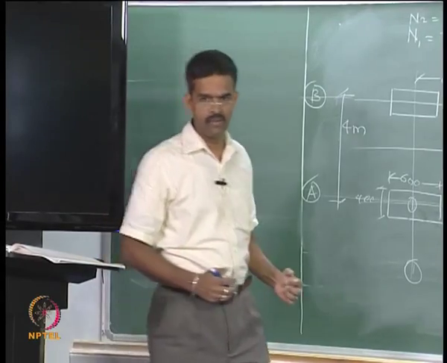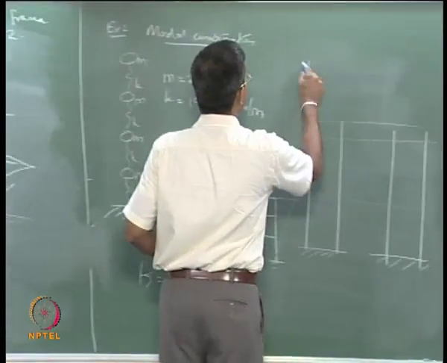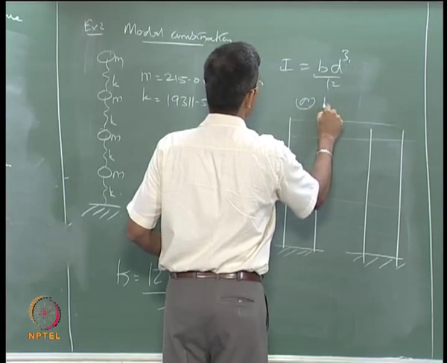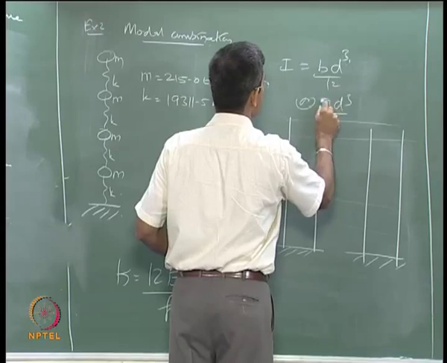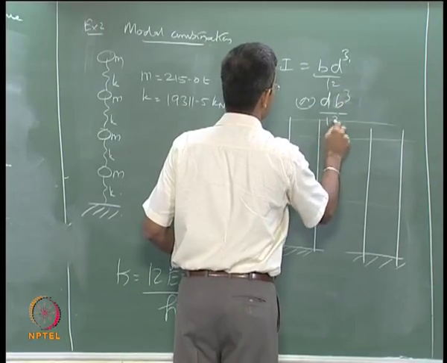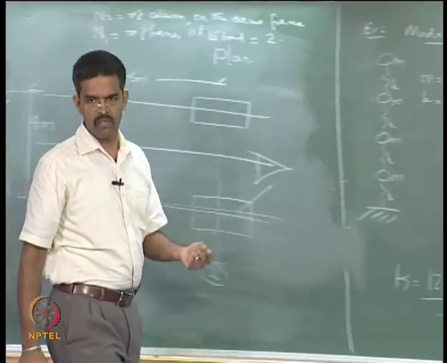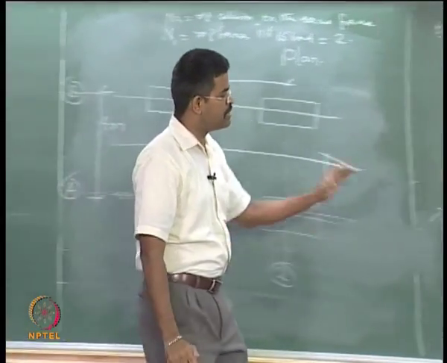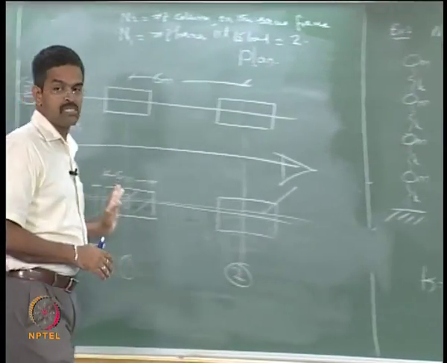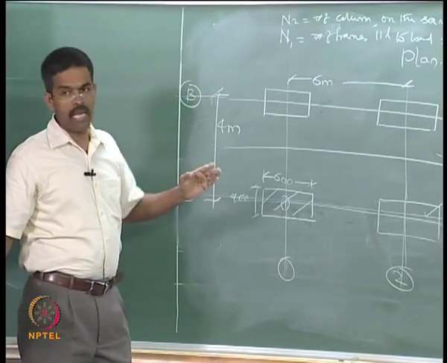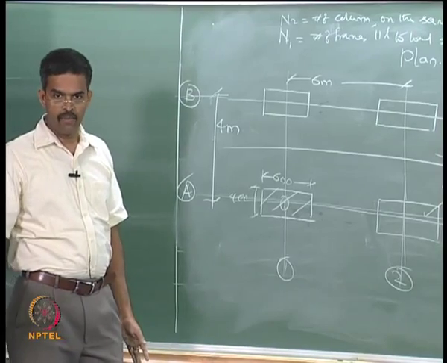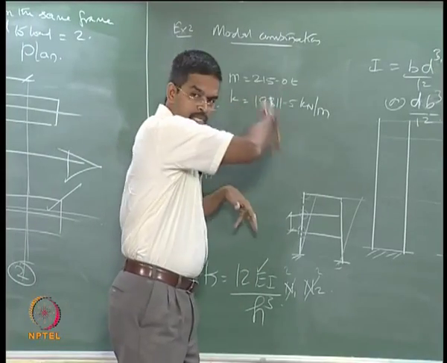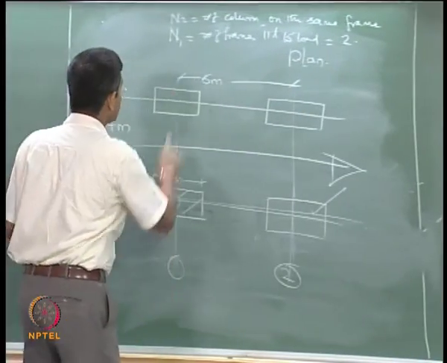Now the question of I. We all know that I is BD cube by 12 or DB cube by 12. Which one is to be used here is important, because I specifically picked a rectangular section. Look at how the frame is bending: you must always look at an axis where the bending axis looks like a line. This is the bending plane, and in the top view it looks like a line, so it is bending about this line, is it not?